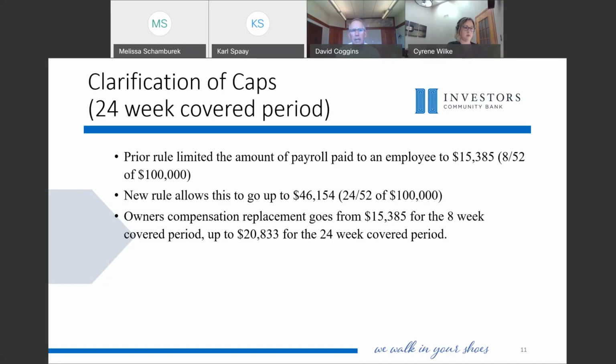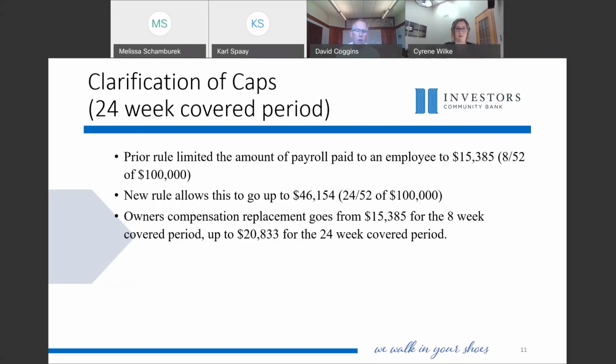The new rule now allows this to go up to as much as $46,154, which is, as the old rule was based on 8/52nds or an 8-week covered period divided by the number of weeks in the year. The new rule is 24/52nds or the amount of covered period in a year of that $100,000. So it does give quite a bit more flexibility to use up more payroll expenses and get your full forgiveness.